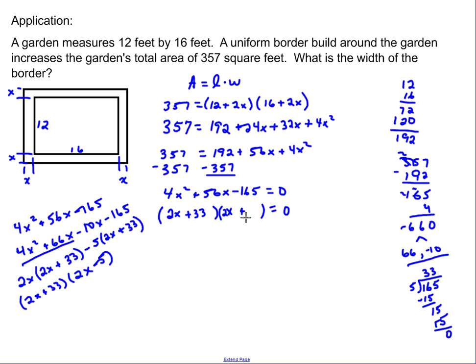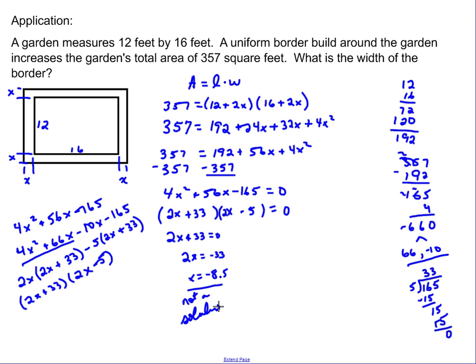Let's be careful. Well, this first one, if we take 2x plus 33 and set it equal to 0, we're going to get a negative number. If you don't see that, of course, subtract 33 from both sides and then divide by 2, and you're going to find x is equal to negative 8.5. Well, we can't have negative 8.5. We can't have negative dimensions, so this is not an answer.